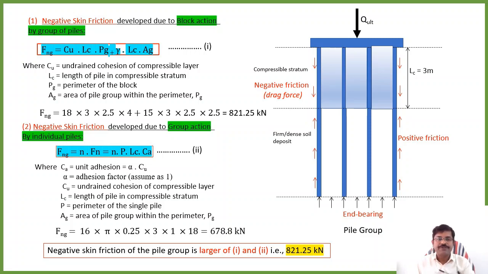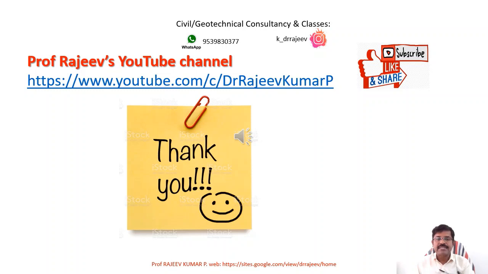So the negative skin friction is the larger of value 1 and value 2. That is nothing but 821 kilonewton, which is the negative skin friction calculated for the current numerical problem. So this is the final answer.